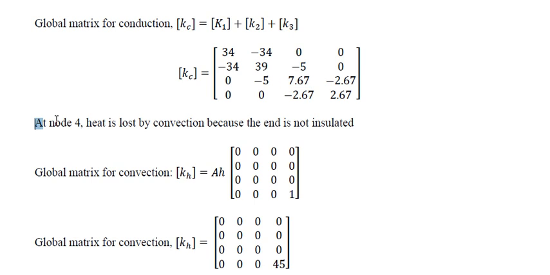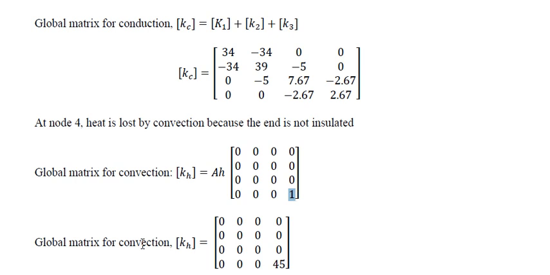Now one more is there. At node 4 there is convection. So the convection matrix globally can be written with the size 4 by 4 itself. So I have written 1 at the K44 position because the right end is subjected to convection. If the left end were subjected to convection, that 1 would have been written there. But since in this problem the right end is subjected to convection, we write that 1 here at this position.